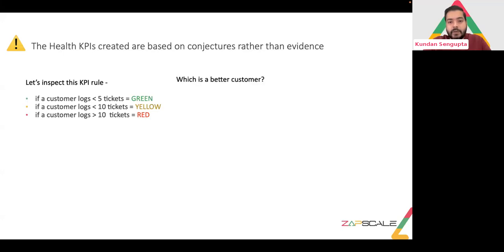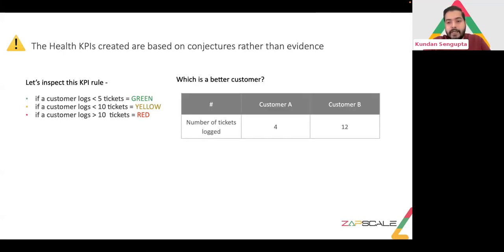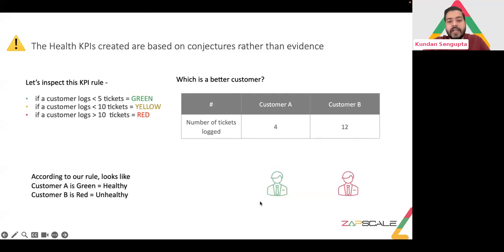Looks pretty good. But let us inspect this a little bit more. Let's take a situation where we have two customers, customer A and customer B. Customer A has logged 4 tickets with you. In the same time period, which is let's say a week, customer B has raised 12 tickets with you. Let us apply this KPI rule that you had made based on your conjecture. Makes sense. Customer A has raised less than 5 tickets, should be the more healthy customer. Customer B has raised more than 10 tickets, should be the unhealthy customer. This customer should be the customer that you should be focusing on.